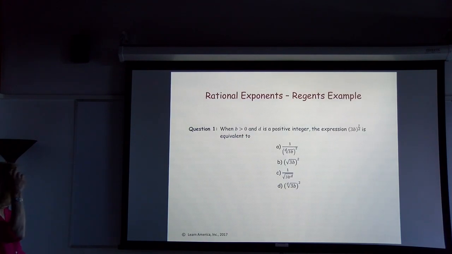Okay? So here is a Regents question. Let's see if you can figure out what it's going to be if you write it in a different format. I'll give you a minute to try this. All right, one thing you want to make sure of, B is, in this case, a positive number. D is a positive integer.